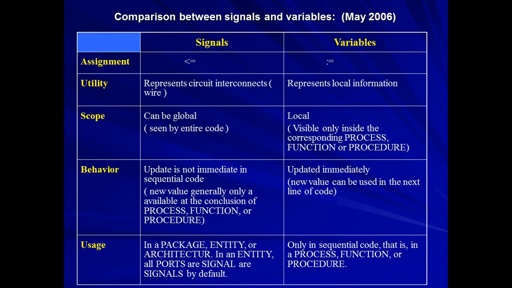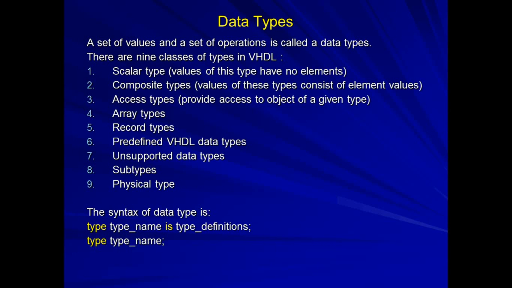And uses. Signal can be used inside the package, entity, architecture. In entity, all the ports are signals by default. Variables are only in the sequential code, means we can use them inside the process, function or procedures. This is about our language elements.